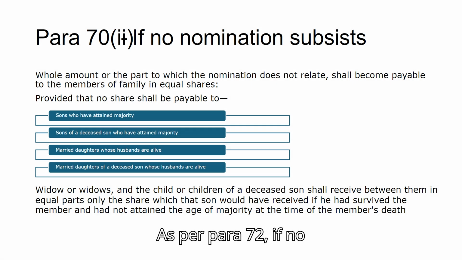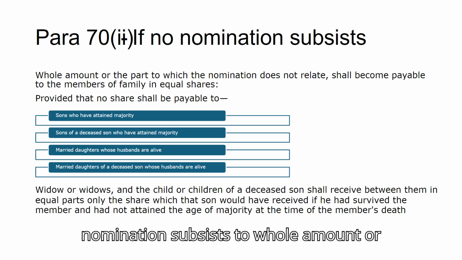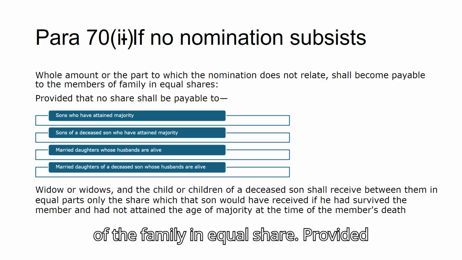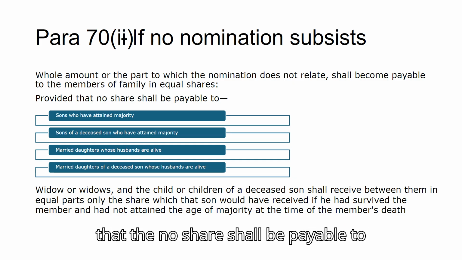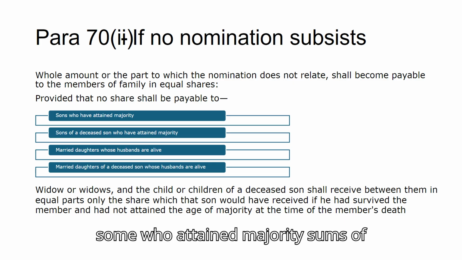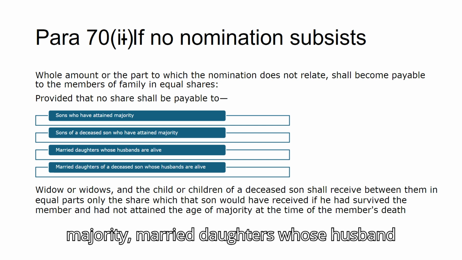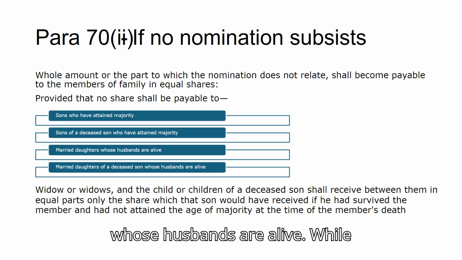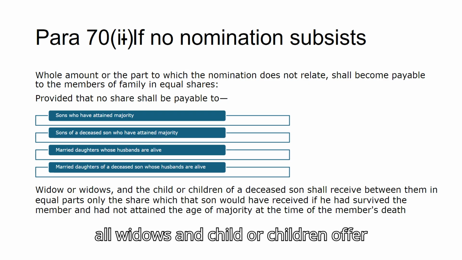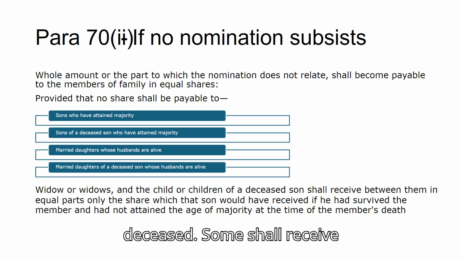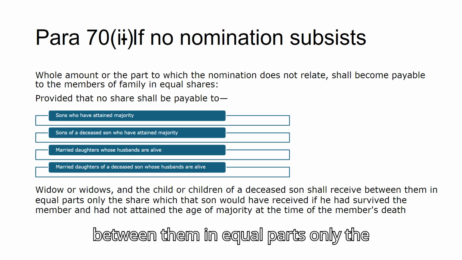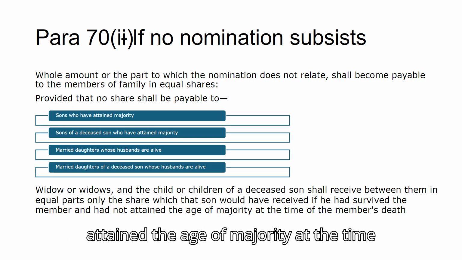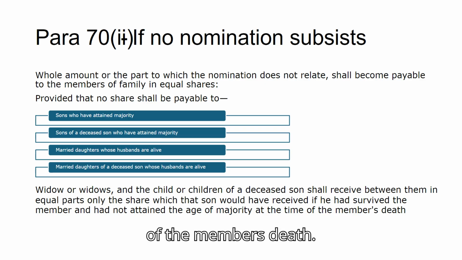As per Para 72, if no nomination subsists to the whole amount or the part to which nomination does not relate, it shall become payable to the members of the family in equal share, provided that no share shall be payable to a son who has attained majority, sons of a deceased son who have attained majority, married daughters whose husbands are alive, and married daughters of a son whose husbands are alive, while all widows and child or children of a deceased son shall receive between them in equal parts only the share which that son would have received if he had survived the member and had not attained the age of majority at the time of the member's death.